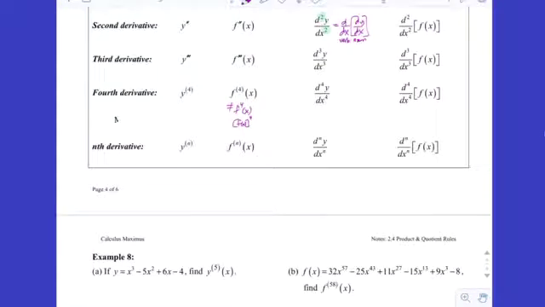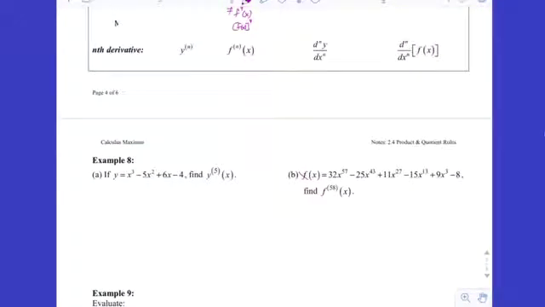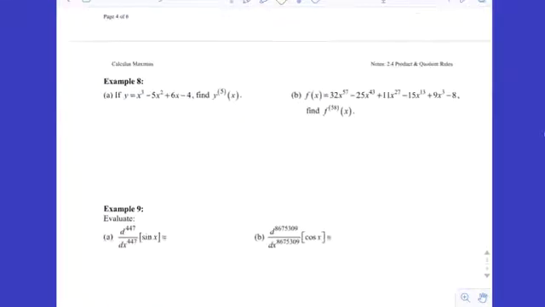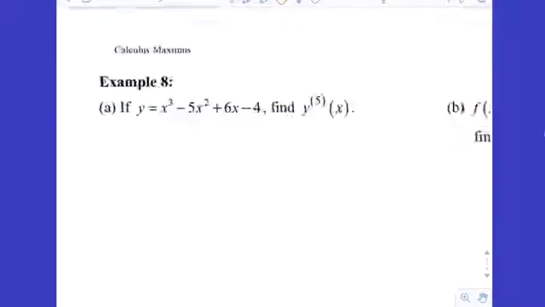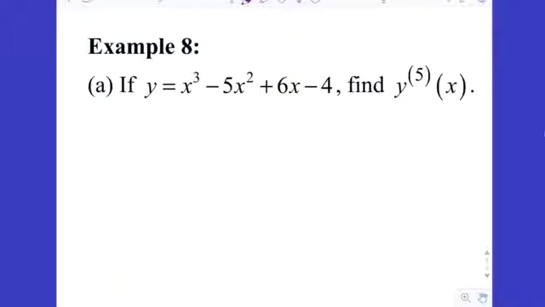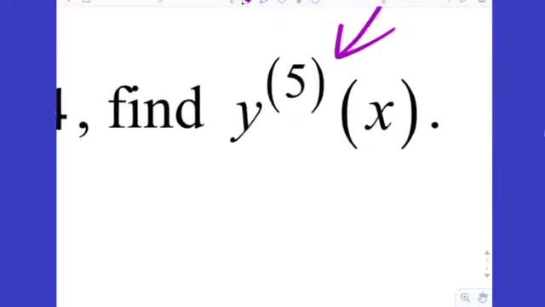Okay? So let's go ahead and try this out. Example 8 and example 9 deal with higher order derivatives. So here we go, example 8. If y is equal to that cubic polynomial, find that. So what is this asking us to find?